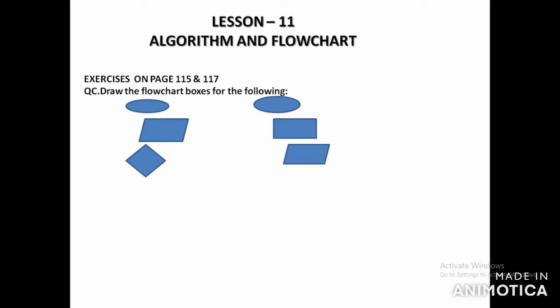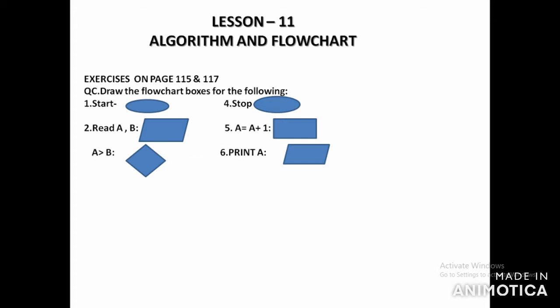Question number C on page 115 is: draw the flowchart boxes for the following. Like for start and stop, we use this similar type of box. Next, read A, B. Read A, B means to give the input to the flowchart. So, to give the input, we use this type of box. Fifth one is A is equal to A plus 1. We use a simple rectangular box which is known as a processing box because here the calculation of addition is going on.